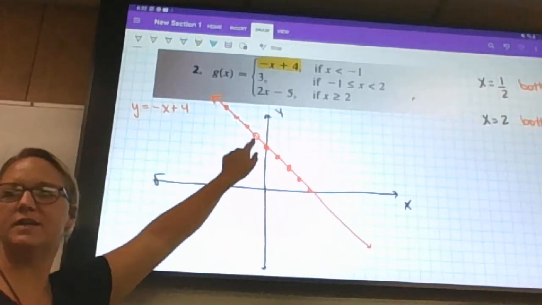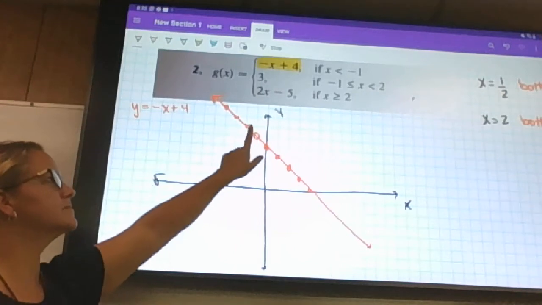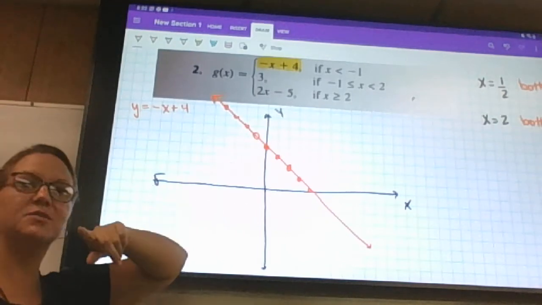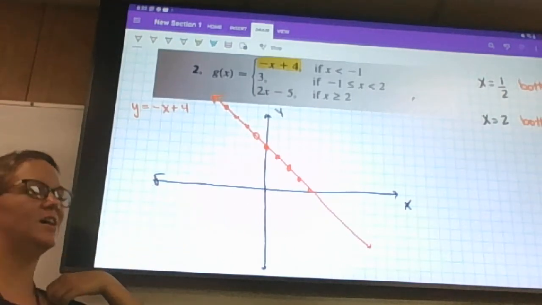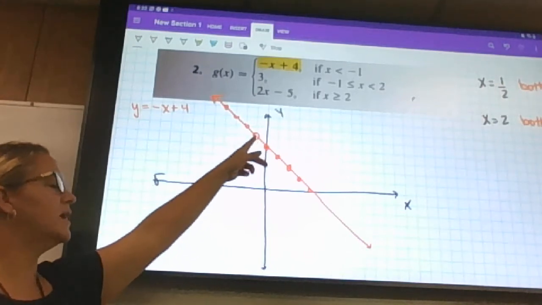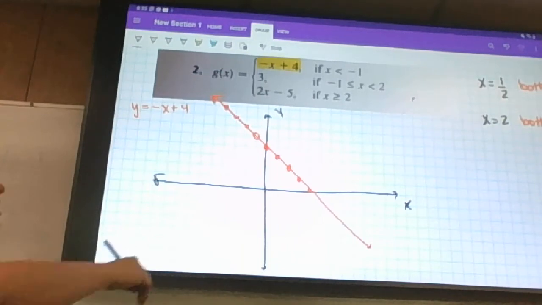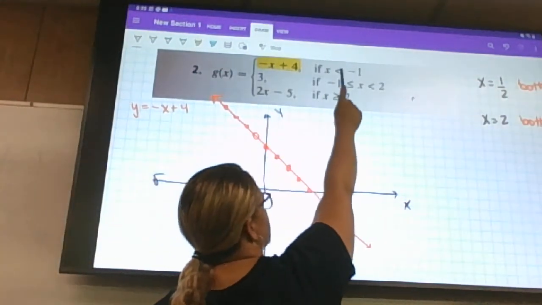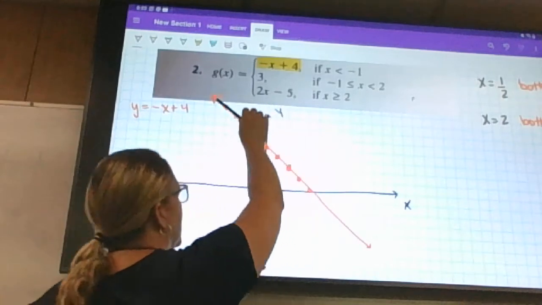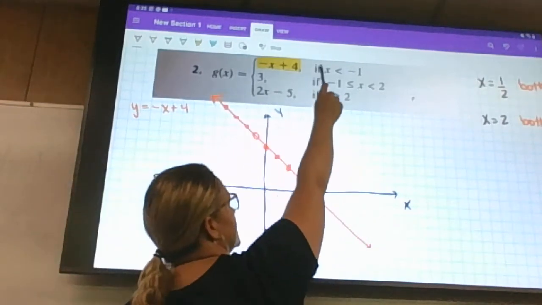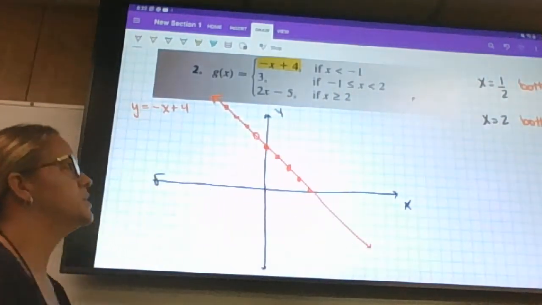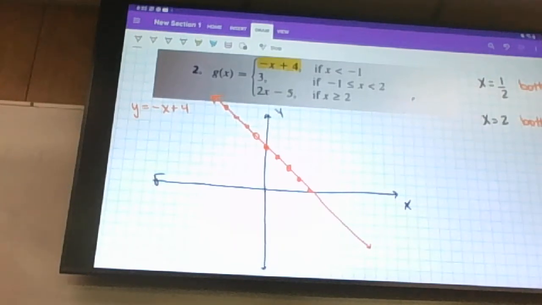Yes, I did this on purpose. Any idea why I did it on purpose? Why did I do an open circle there? Any clues in the problem? Yeah, so right here it says x is less than -1. After I draw my line, I take a look at the if statement, the rule about that equation. And that rule says that x has to be less than -1.